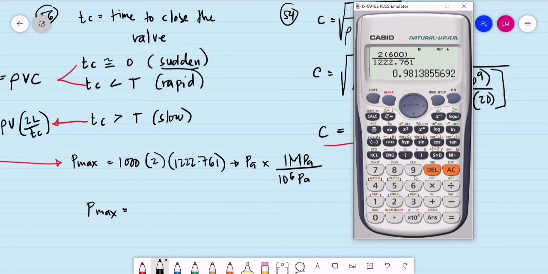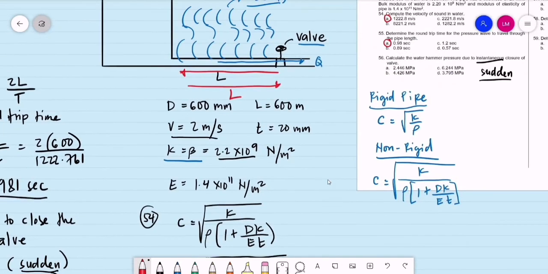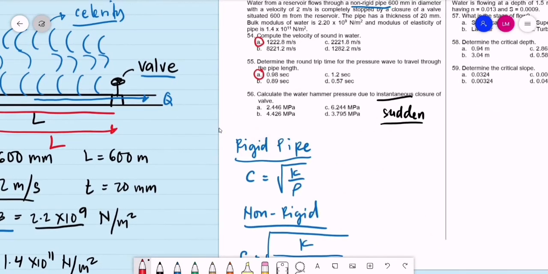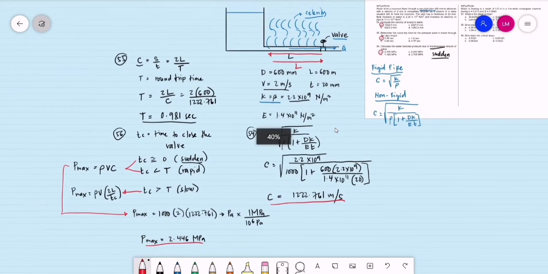So this is 1,000 times 2 times the celerity, 1,222.761. This is in pascals, divided by 1 million, 10 raised to 6. That is 2.446 megapascals. Let's check if we have this value in the choices for problem 56. 2.446 will be letter A. I think this has come out several times in the board exam, including during our own board exam.